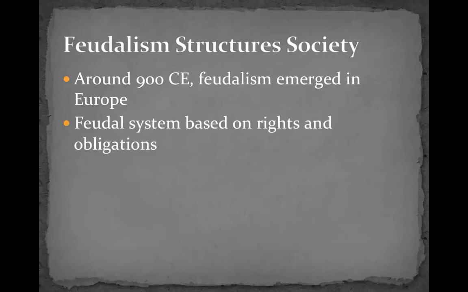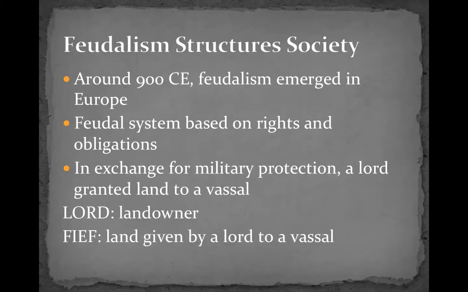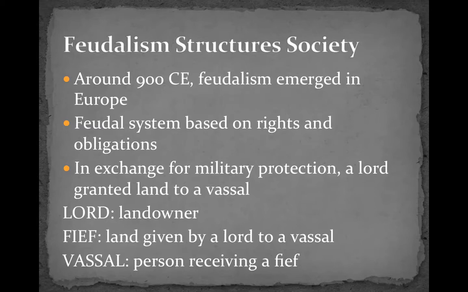The feudal system is based on those specific rights and obligations that the people living within the system have to one another. In exchange for military protection, a lord granted land to a vassal. So these are some key words you are going to need to know the definitions to. A lord is a landowner. A fief is what that land given by a lord to a vassal is called. And a vassal is a person who receives that land, who receives a fief.